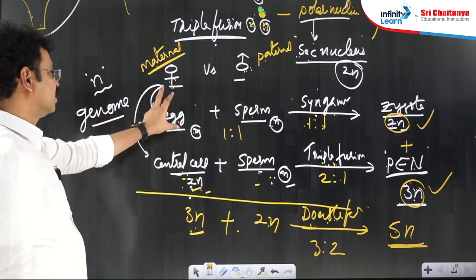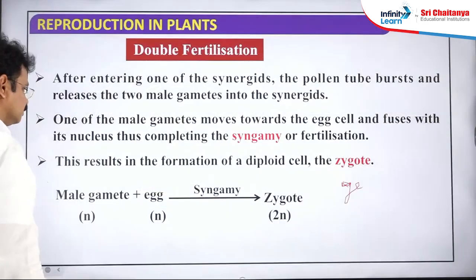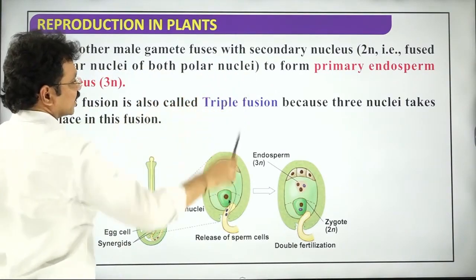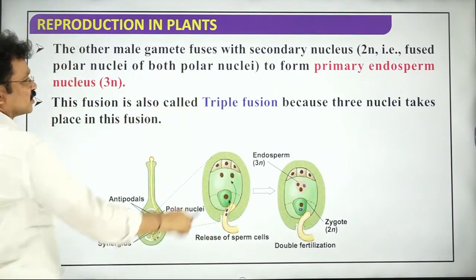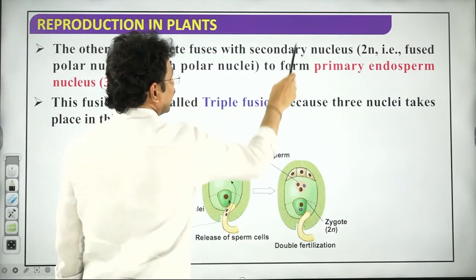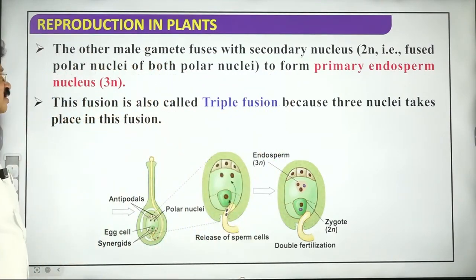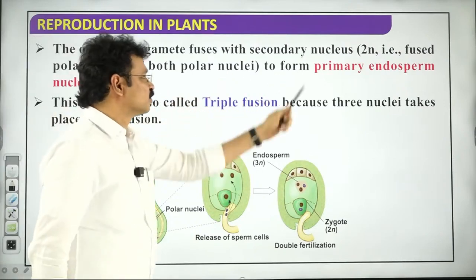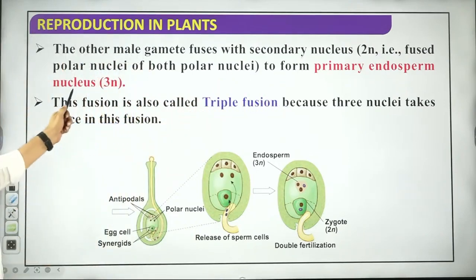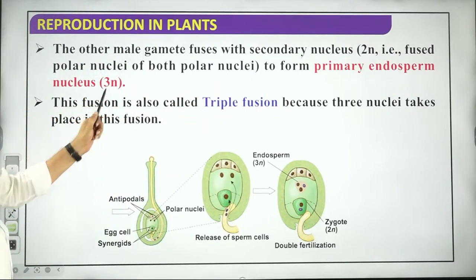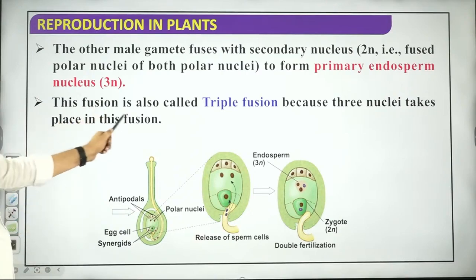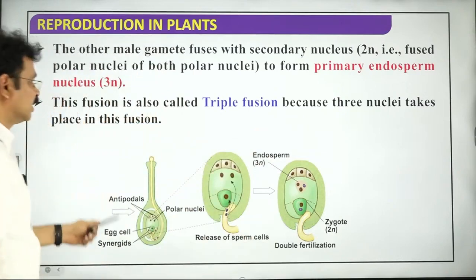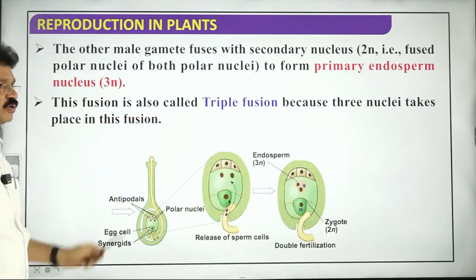It is a detailed account of double fertilization in angiosperms. In the pollen tube, 2 gametes are there. The second gamete fuses with the secondary nucleus. The secondary nucleus is the pair of polar nuclei together, both the polar nuclei, to form the primary endosperm nucleus, short name PEN. This fusion is also called triple fusion, because a total of 3 genomes or 3 nuclei take part in this fusion.